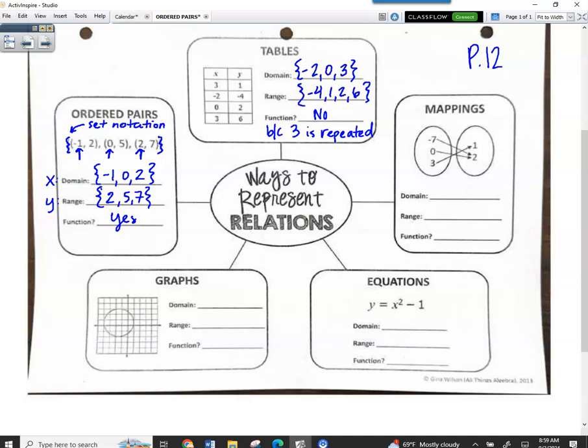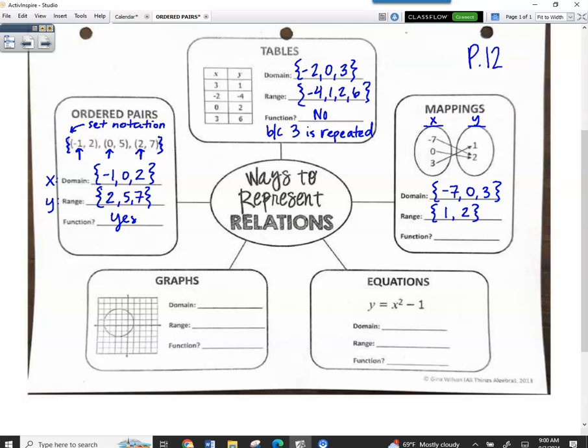What's the domain? So in a mapping, what's nice about it is that the X coordinates and the Y coordinates are already in descending order. So really the only thing you have to think about is the arrows part. Range, 1, 2. Is it a function, yes or no? Yes. It is a function.